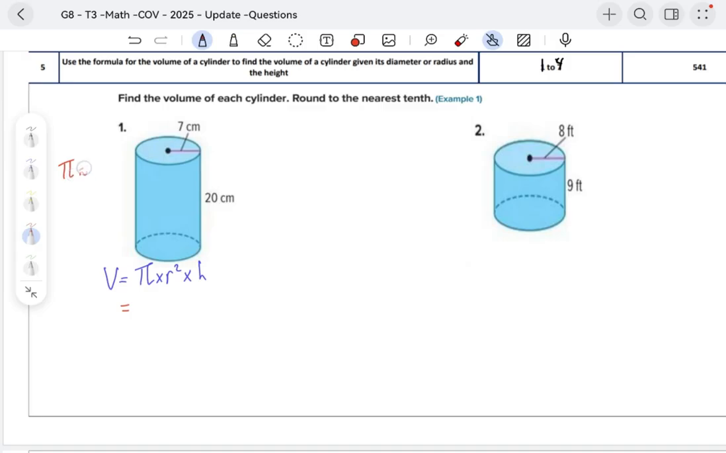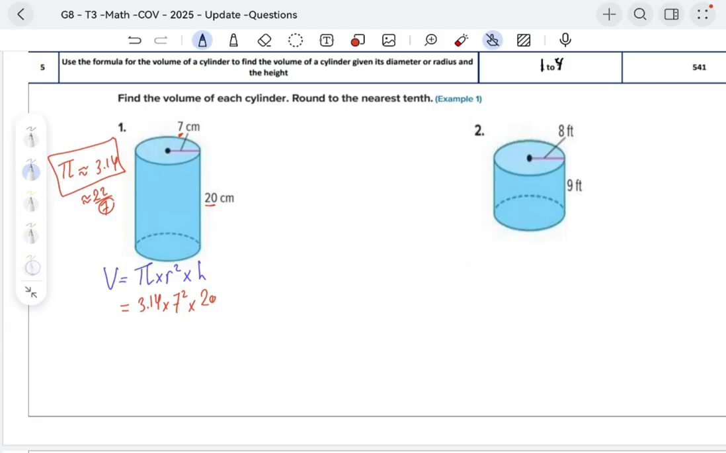The value for pi is approximately 3.14, or you can use it as a fraction. The approximate value is 22/7. Here it's better to use 22 over 7, so you can simplify it with the 7. But if the question asks you to use the value for pi as 3.14, stick with this, okay? Use this one. Now we're going to substitute here 3.14 times the radius, which is 7, so 7 squared, times the height of the cylinder, which is 20.